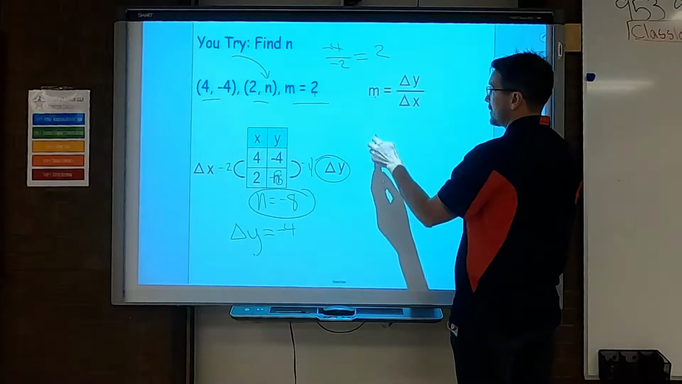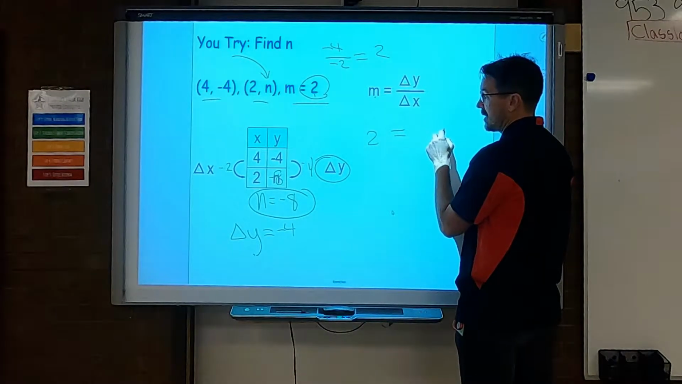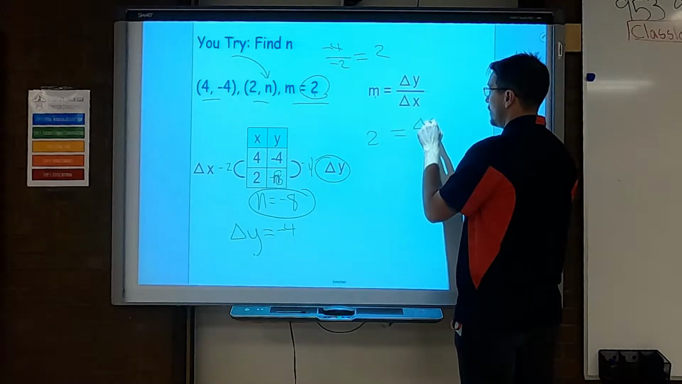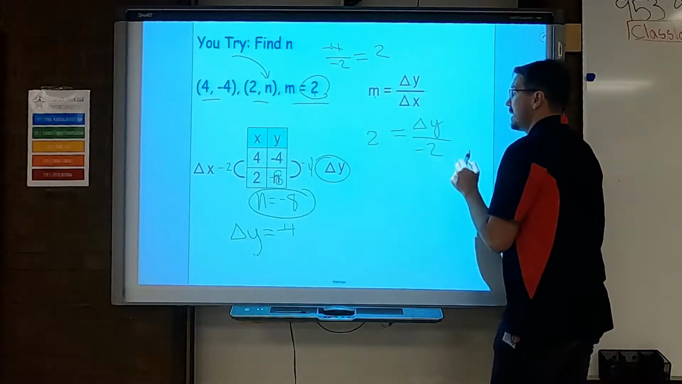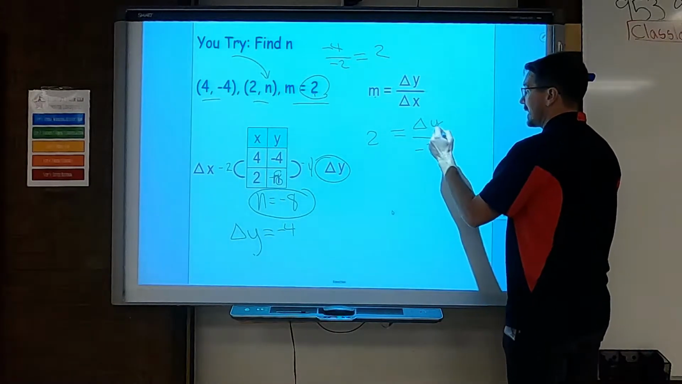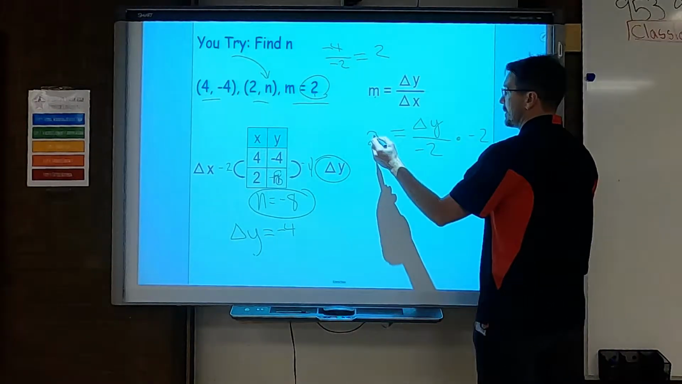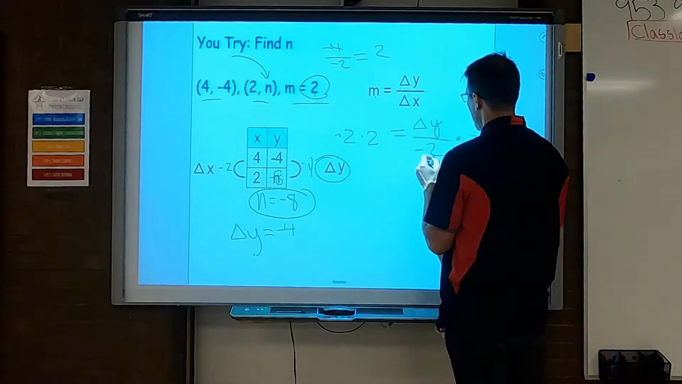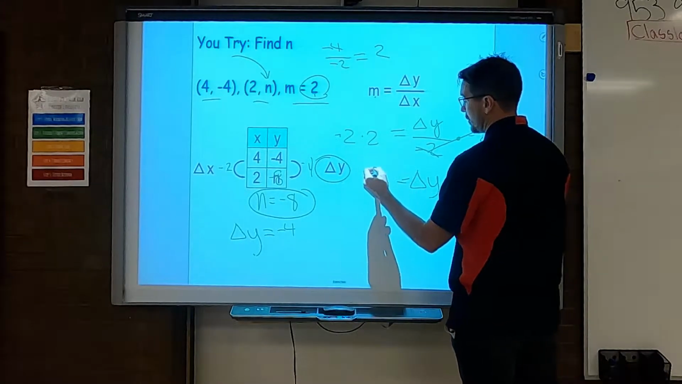I said m, which we said is 2, that's where we got that from, equals the change in y, which is unknown originally, over the change in x, which we said is negative 2. Another way I can do this, if I want to get the change in y alone, I could get rid of the divide by negative 2. And how do I get rid of divide by negative 2? I multiply by negative 2. And that'll simplify this to 1. I get the change in y equals negative 4.